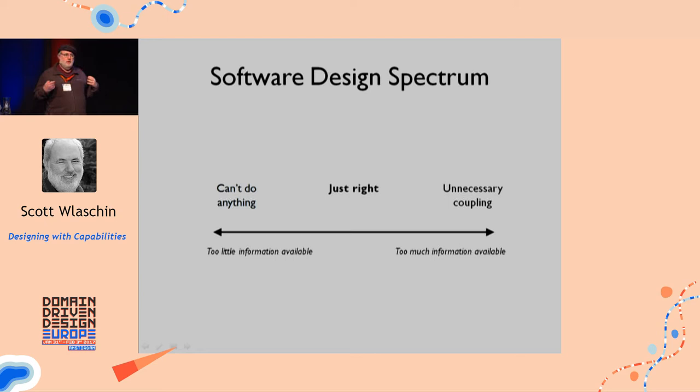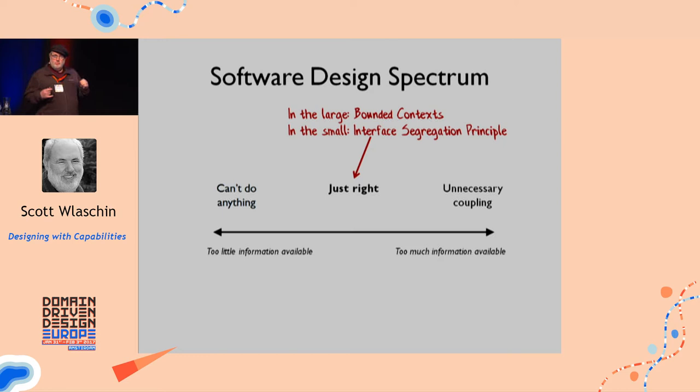And we have these design guidelines in software. For example, in DDD, we have the concept of a bounded context that isolates information between different subsystems. In the small, we have the interface segregation principle, like don't depend on methods that you don't need. So we have a lot of design guidelines for this. They're a little bit fuzzy, unfortunately.